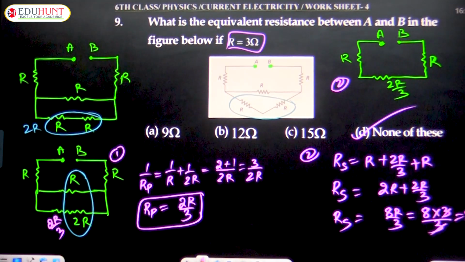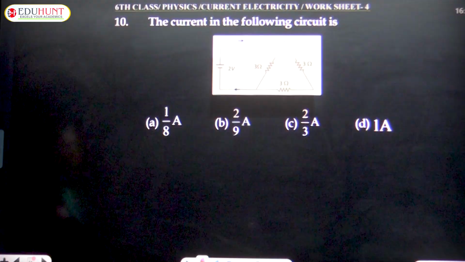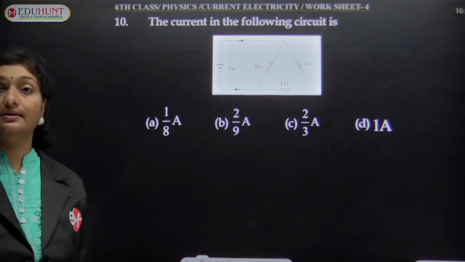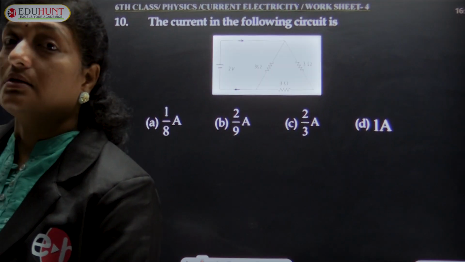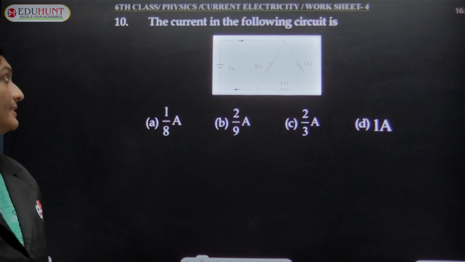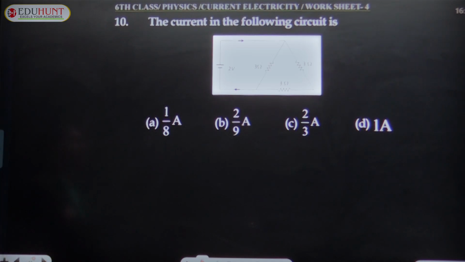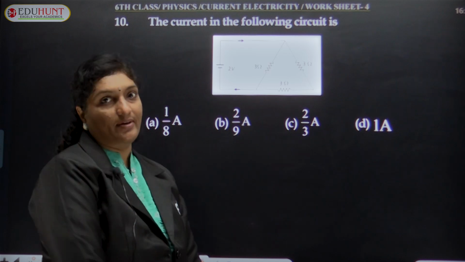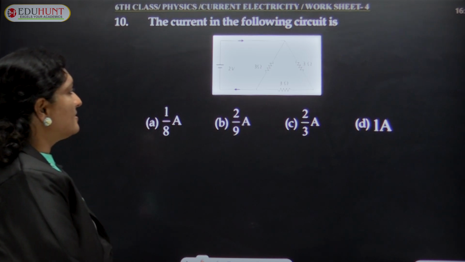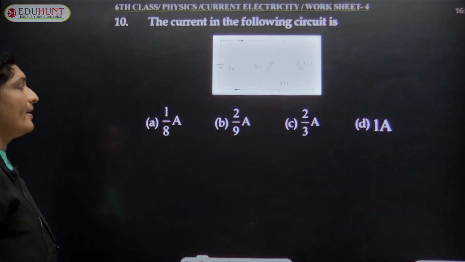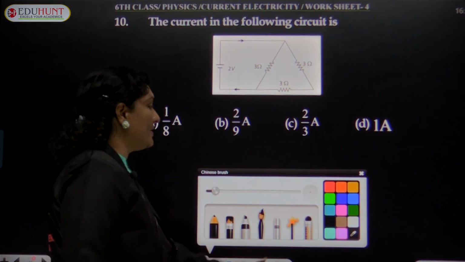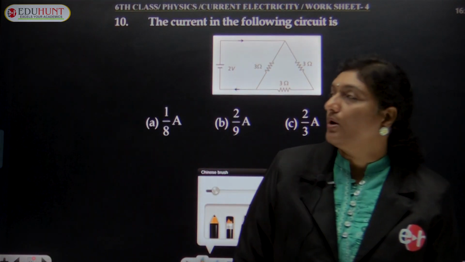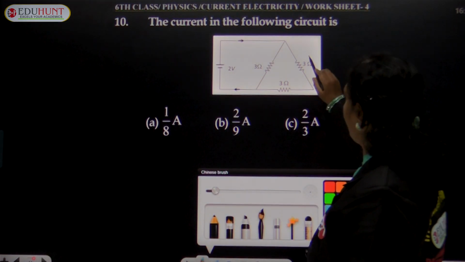ohms. Well children, now to the next question, question number 10. Okay, so in the 10th question, we see that the current in the following circuit is, so this is the circuit diagram they have given you. So we have to simplify the circuit diagram and we need to find out the current. We have already solved these types of models in the previous question. So we can finish up this.